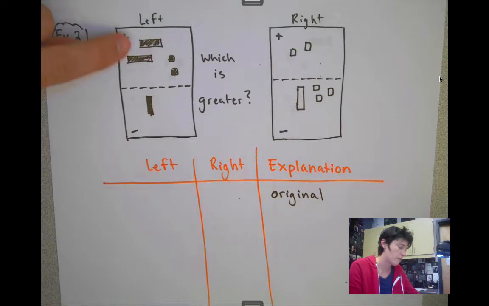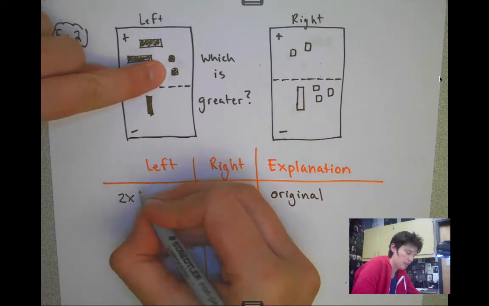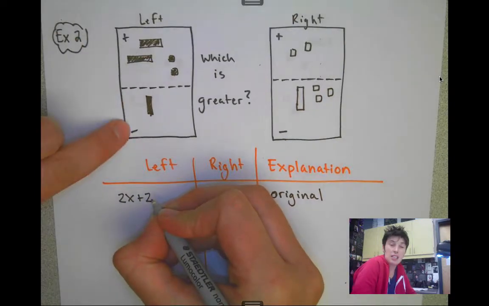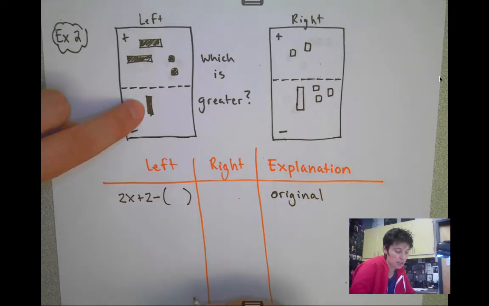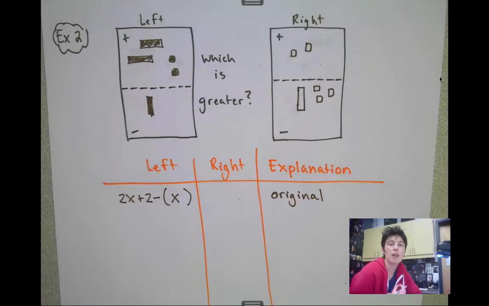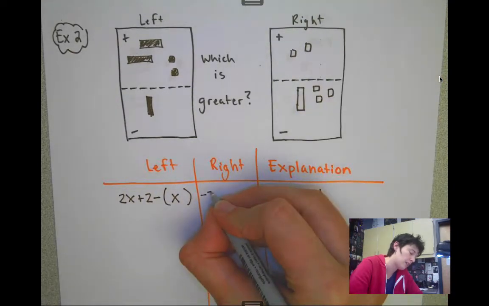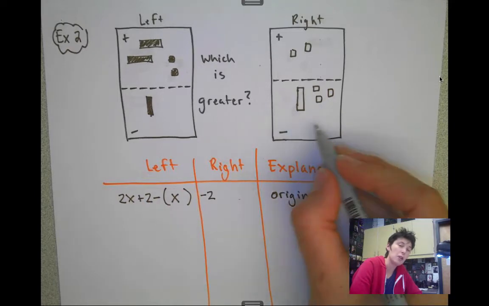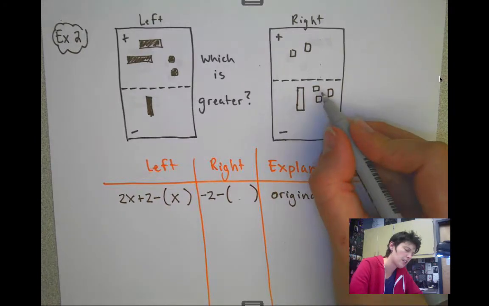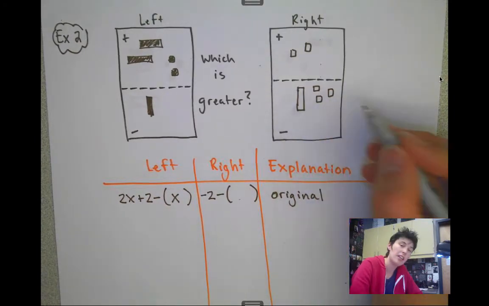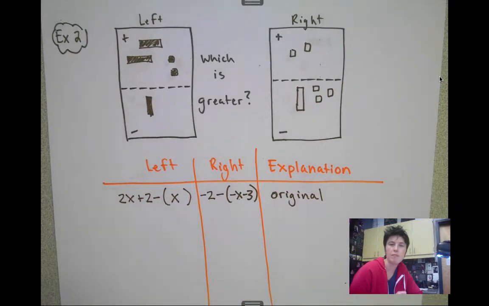On the left mat, I see 2 x's, so I'm going to write that down. I see 2 units, so +2. And then I see the subtraction box, minus parentheses. And down in the subtraction box, I see an x. That's my original expression. On the right, I see -2. I see 2 negatives. And then I see a lot of stuff in the subtraction box, so I'm going to write minus parentheses. Down below, I see a -x and 1, 2, 3, -3 units. So a -x and a -3. Okay, that's my original right.